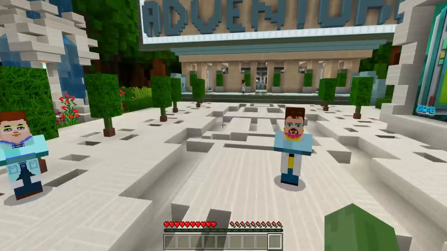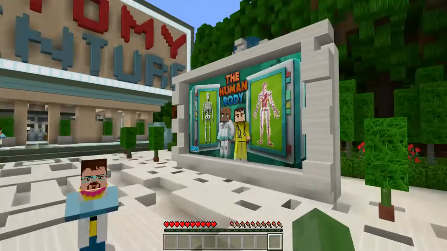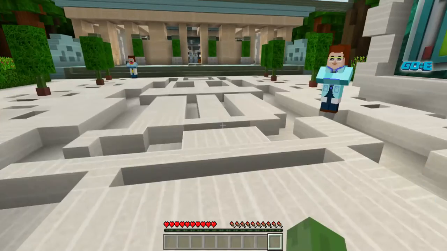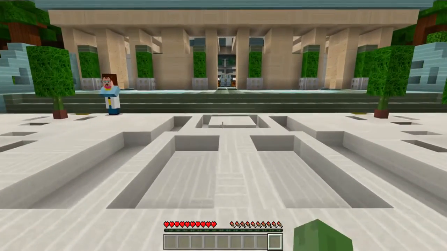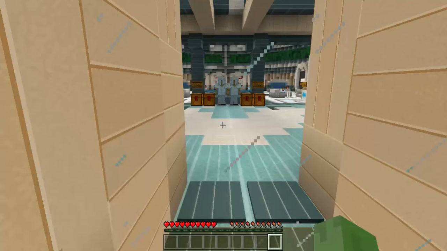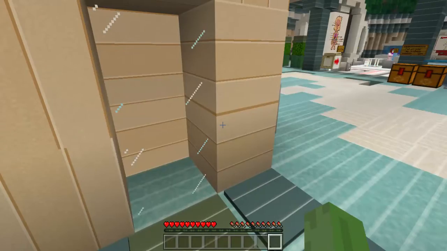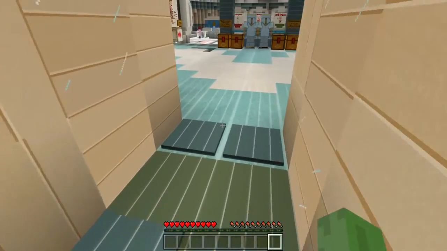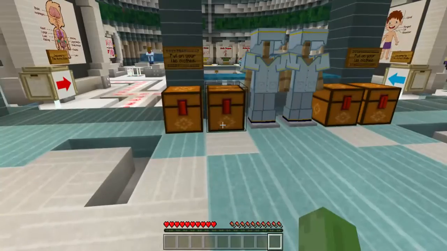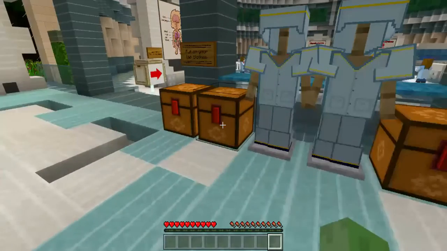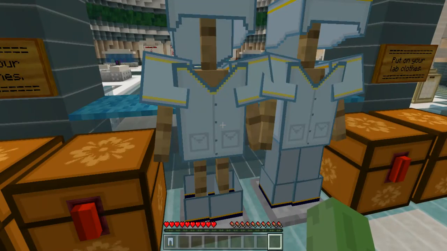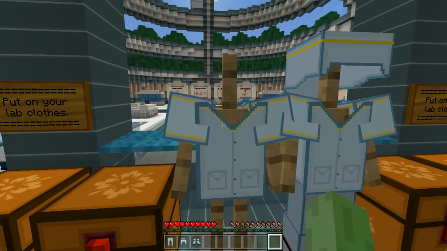This is the Human Body Educational World by GoeCraft, I think. If you want, grab another device and keep going. I went through a sliding door. That's really impressive. Once you go through, hit the door and put on your lab clothes. So I think we can just go and take some of that, and that.